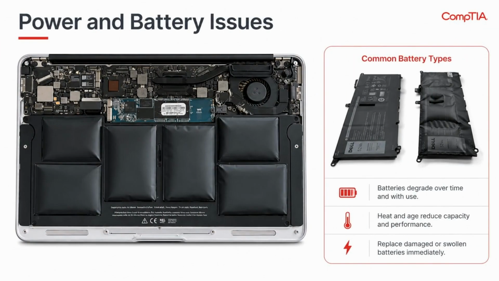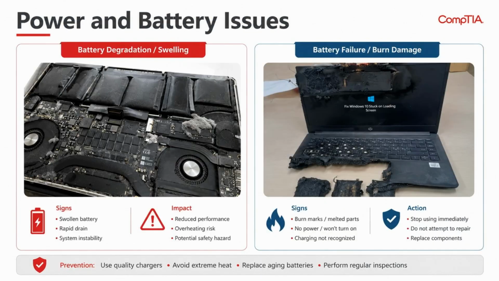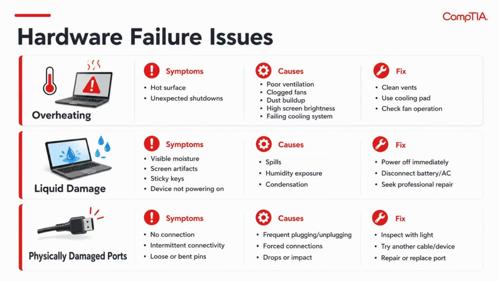Best practice: use manufacturer-approved chargers and batteries, and unplug once the battery hits 100% to reduce wear. Swollen batteries and damage are caused by thermal runaway in lithium batteries. Overheating shows up as a hot surface and unexpected shutdowns, usually from poor ventilation, clogged fans, dust buildup, high screen brightness, or a failing cooling system. Fix it by cleaning vents, using a cooling pad, and checking fan operation.